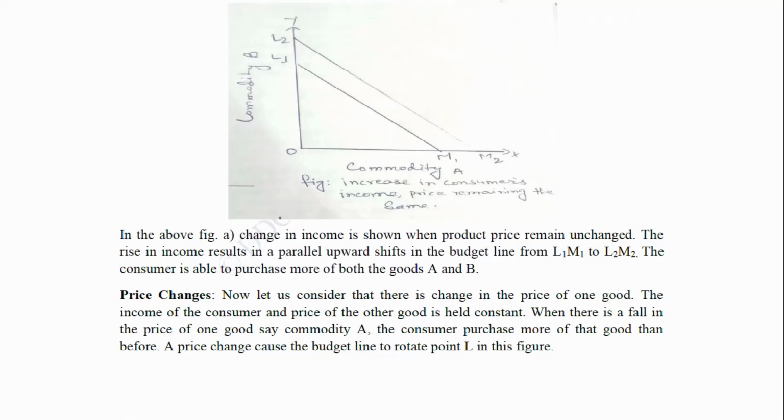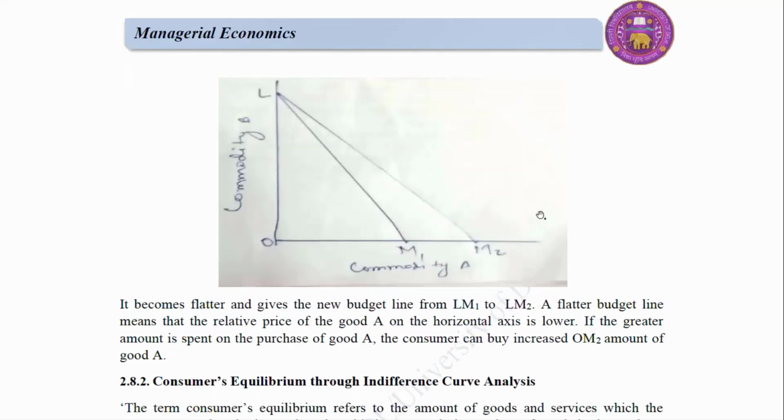Price changes. Now let us consider that there is a change in the price of one good. The income of the consumer and price of the other good is held constant. When there is a fall in the price of one good, say commodity A, the consumer purchases more of that good than before. A price change causes the budget line to rotate at point L in the figure. It becomes flatter and gives the new budget line from LM1 to LM2. Flatter budget line means that the relative price of the good A on the horizontal axis is lower. If the greater amount is spent on the purchase of good A, the consumer can buy increased OM2 amount of good A.